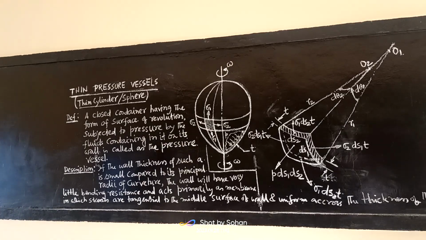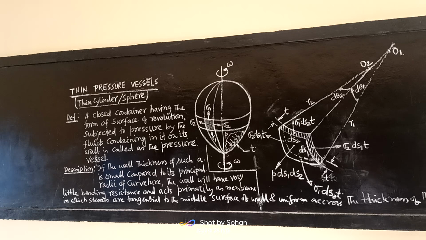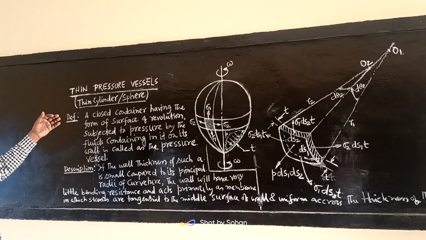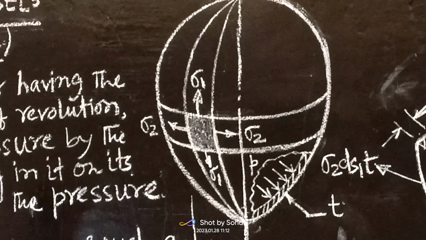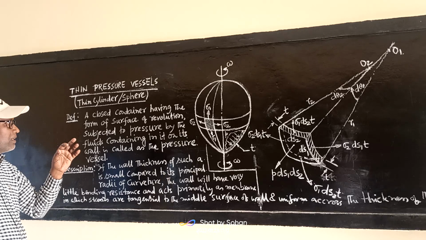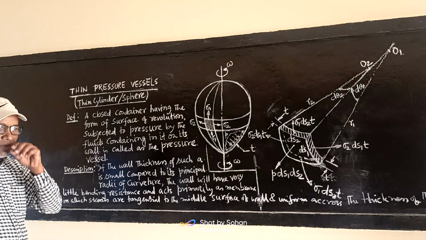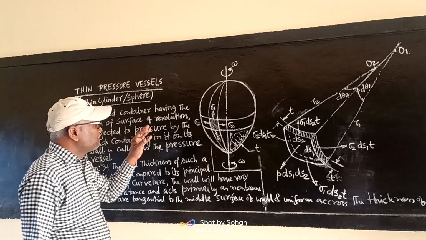We will discuss an important topic which is very useful in industry. That topic is thin pressure vessels, basically related to thin cylinders and spheres. So first we will just imagine a pressure vessel. It will be a better example if we take an egg, that is a good pressure vessel example.